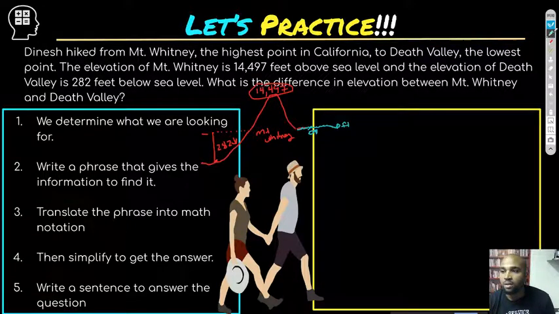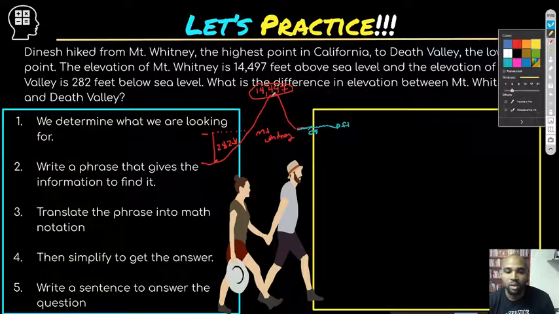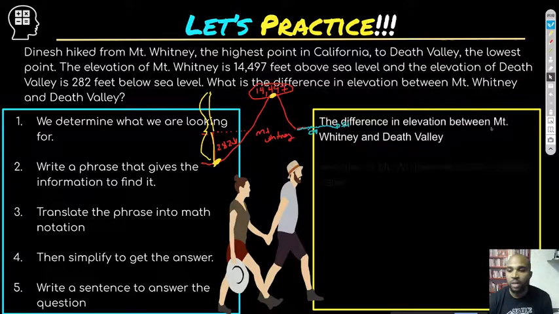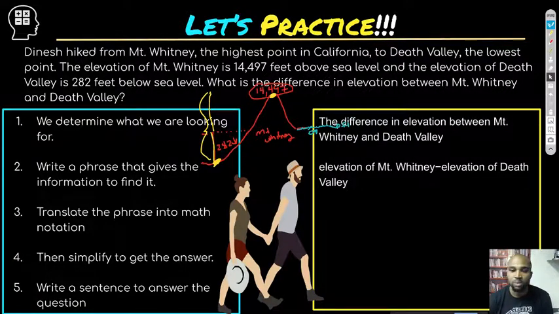I'm going to use a different color so we can be sure what points we're looking at. So at this top piece right here to this bottom piece down here, what's the difference in elevation? You can see that we're talking about this distance from sea level up, which is 14,000, and then this distance from sea level down to here. So all of this piece here we're looking for. So let's break it down. What are we looking for? Well, I just said what we're looking for. The difference in elevation between the top here of Mount Whitney and Death Valley.